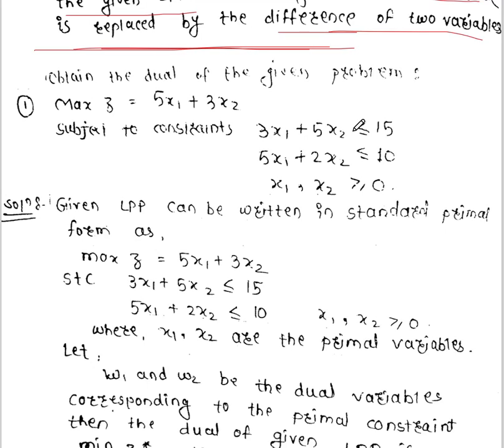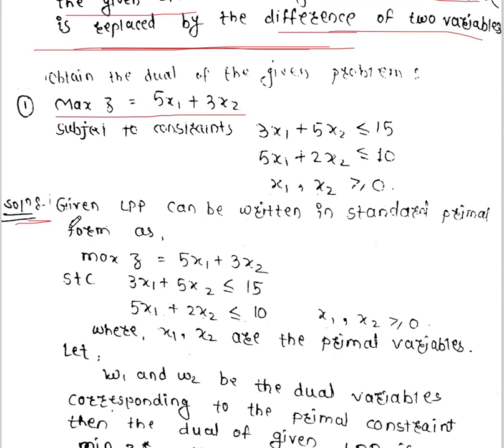Now we will see some problems on this. Obtain the dual of the given problem. The given problem is maximize z equal to 5x1 plus 3x2 subject to constraints 3x1 plus 5x2 less than equal to 15, 5x1 plus 2x2 less than equal to 10, x1, x2 greater than equal to 0. Now we have to obtain the dual of this problem. What is the solution?